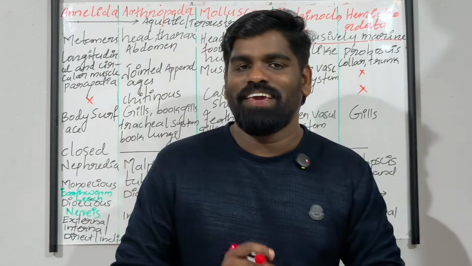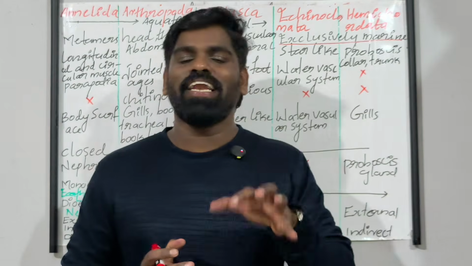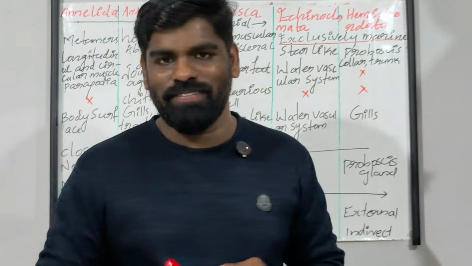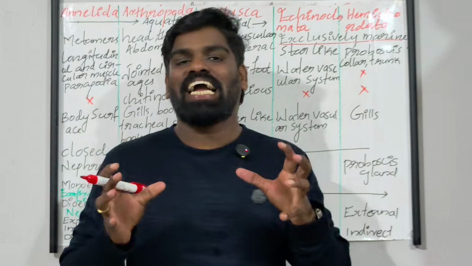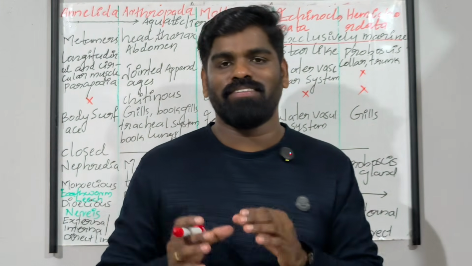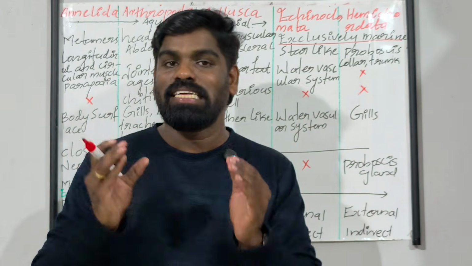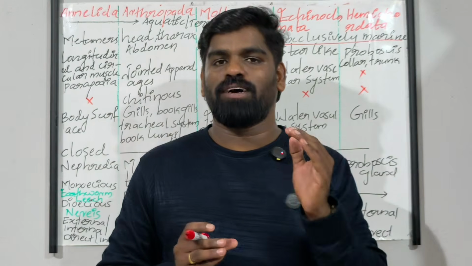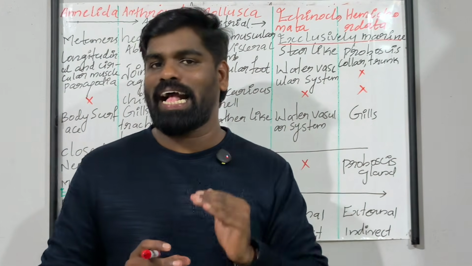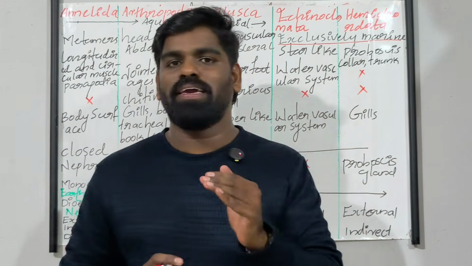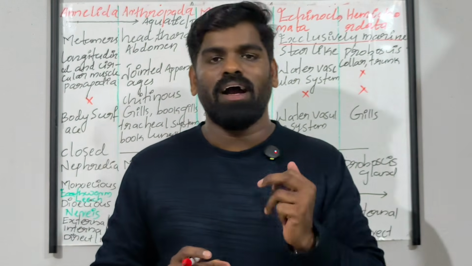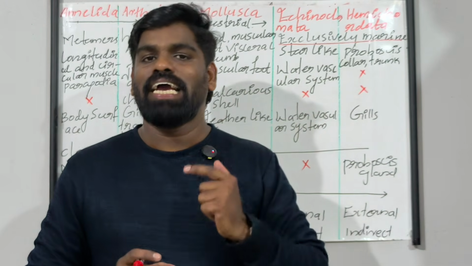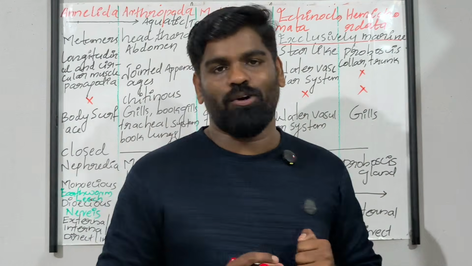So today we are moving on to the remaining phyla of non-chordates. In the last video, we discussed the characteristics of non-chordates like Porifera, Coelenterata, Ctenophora, Platyhelminthes and Aschelminthes. Now from here, we are moving on to the remaining phyla like Annelida, Arthropoda, Mollusca, Echinodermata and Hemichordates.